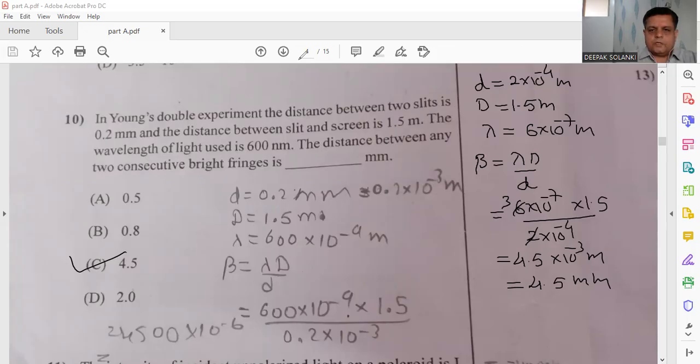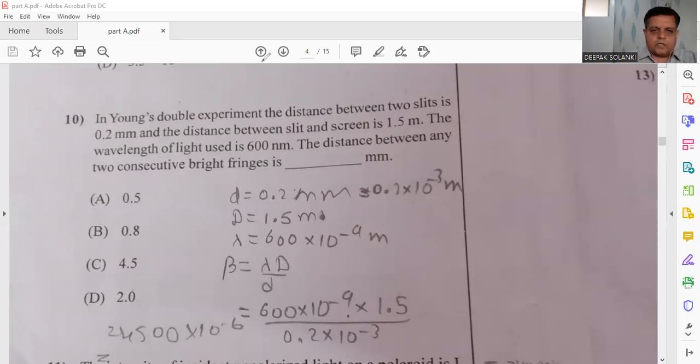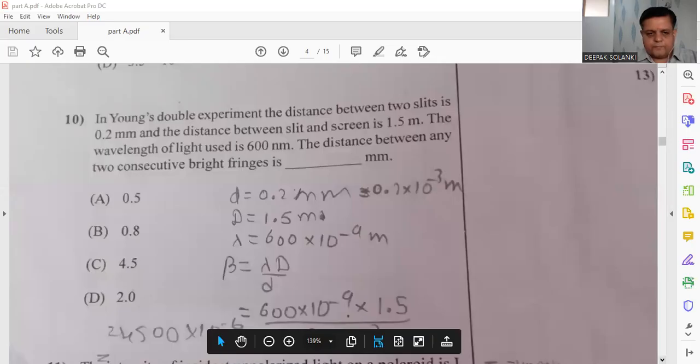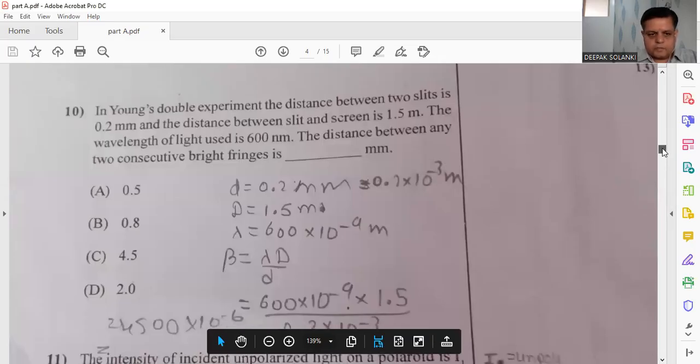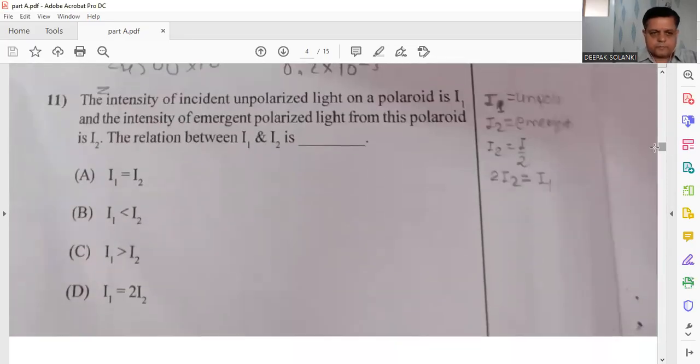Understood? Direct application of the formula, nothing else. So definitely it should be considered very, very, very simple.